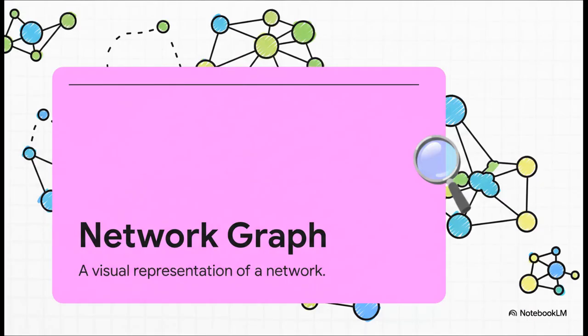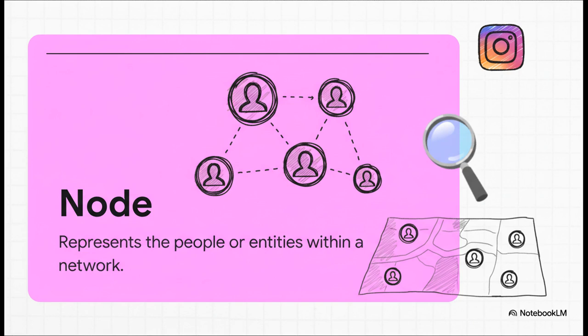At its core, it is this simple. A network graph is just a picture of a network. Think of it like a map that shows who or what is connected to who or what else. That's it. You don't need to be a math whiz to get the basic idea. Now, this language really only has two key words you need to know. The first one is node. A node is just one of the individual things in your network. So if we're looking at Instagram, every single user account is a node. They're basically the dots on our map.